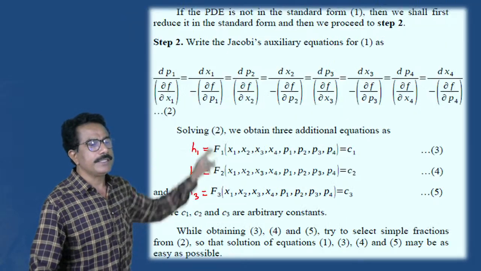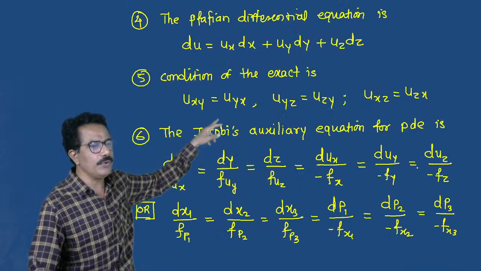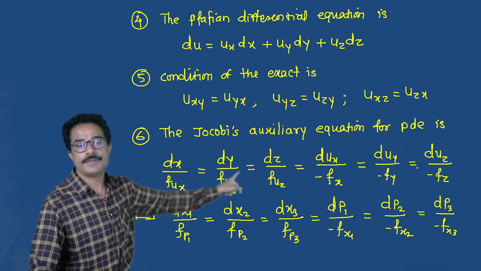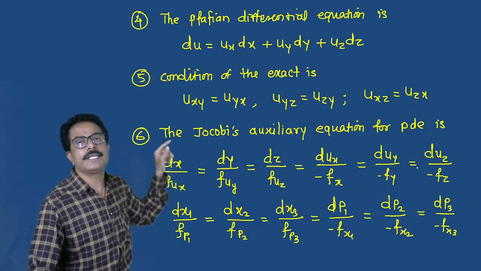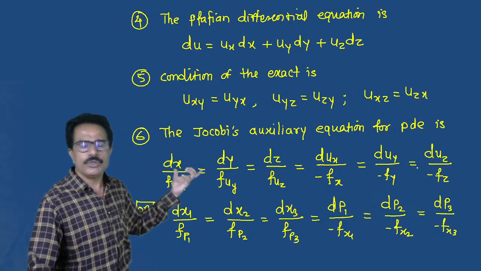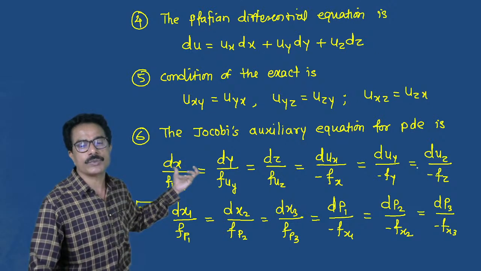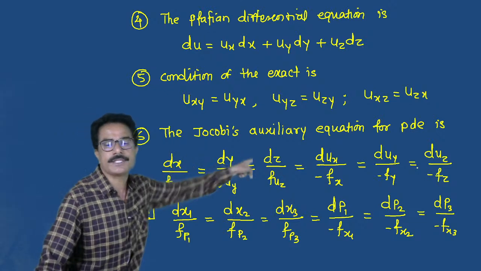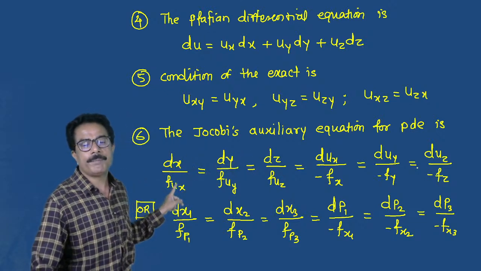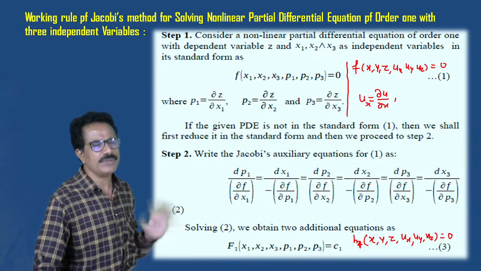In this way, this is in terms of p1, p2, p3. But you can write Jacobi's auxiliary equation in terms of x, y, z, ux, uy, uz. You can transfer this in terms of x1, x2, x3 and so fp1, fp2, fp3 in this way. There is no problem.